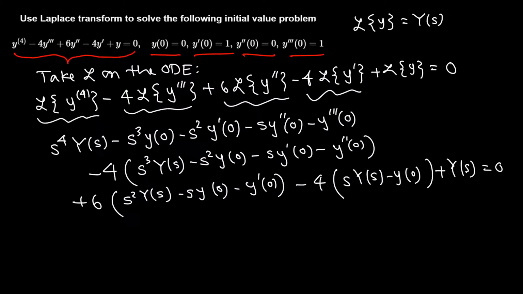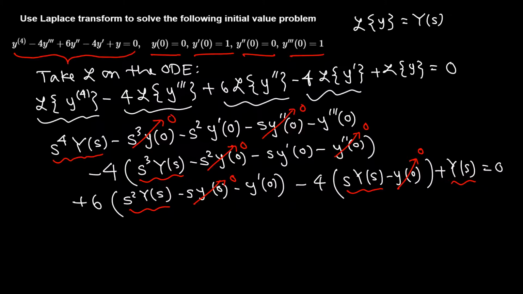y(0) is 0, so this is 0. y double prime (0) is 0, so this one is also 0. And y prime (0) equals 1, y triple prime (0) is 1, so this is 1. At the same time, as usual, we can factor out Laplace of y, uppercase Y, from the first terms, from here, here, here, and here.